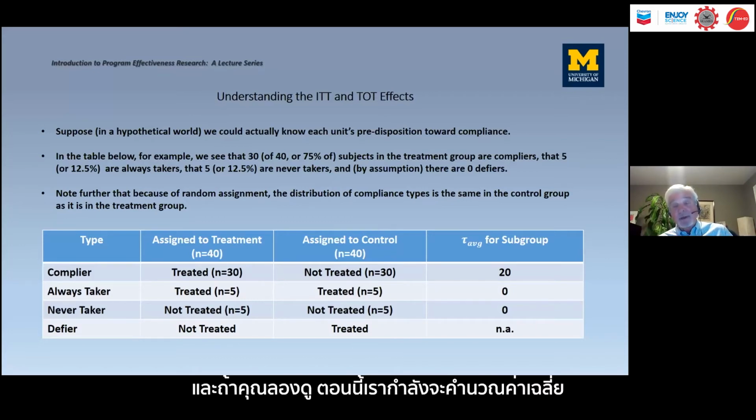And if you look, we are going to calculate now tau average, not across the entire population, but for each subgroup.